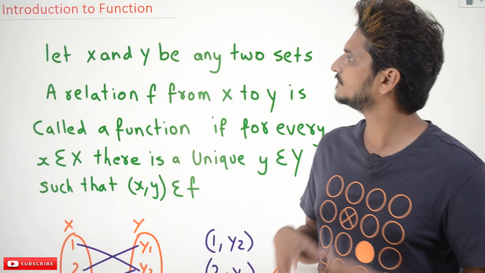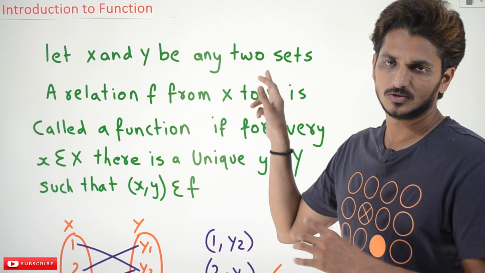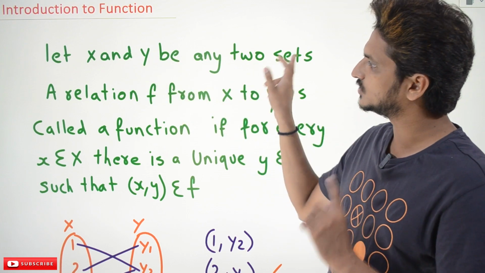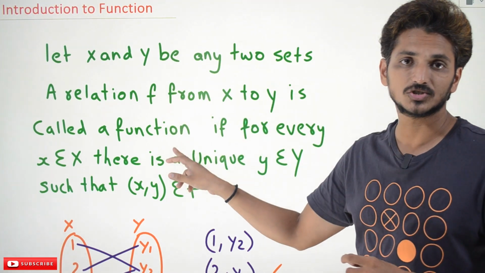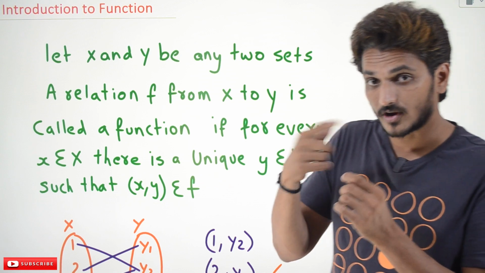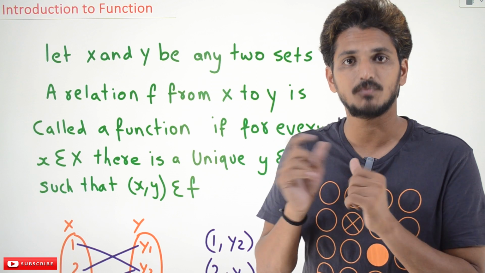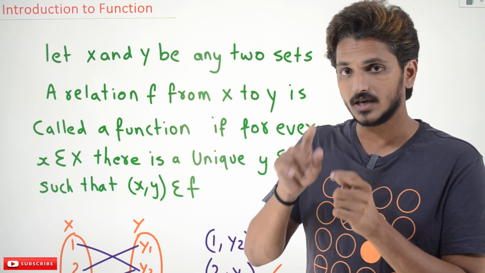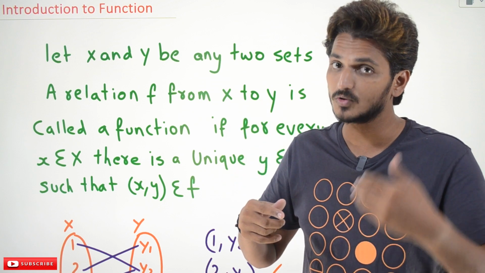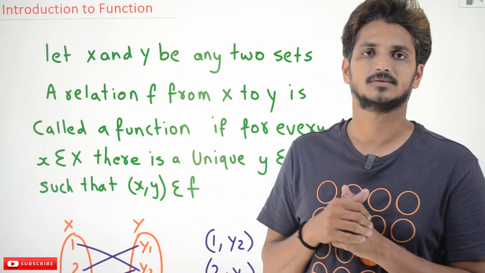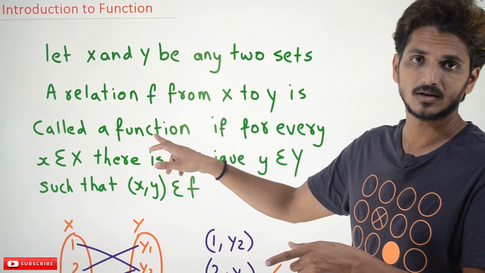Coming to today's class, let x and y be any two sets. A relation f from x to y is called a function. Before you check for a function, it should be a relation. What does relation mean? It has ordered pairs, meaning A relates to B, A relates to C. This is what we discussed previously about relations. We have ordered pairs. So a relation f from x to y is called a function.